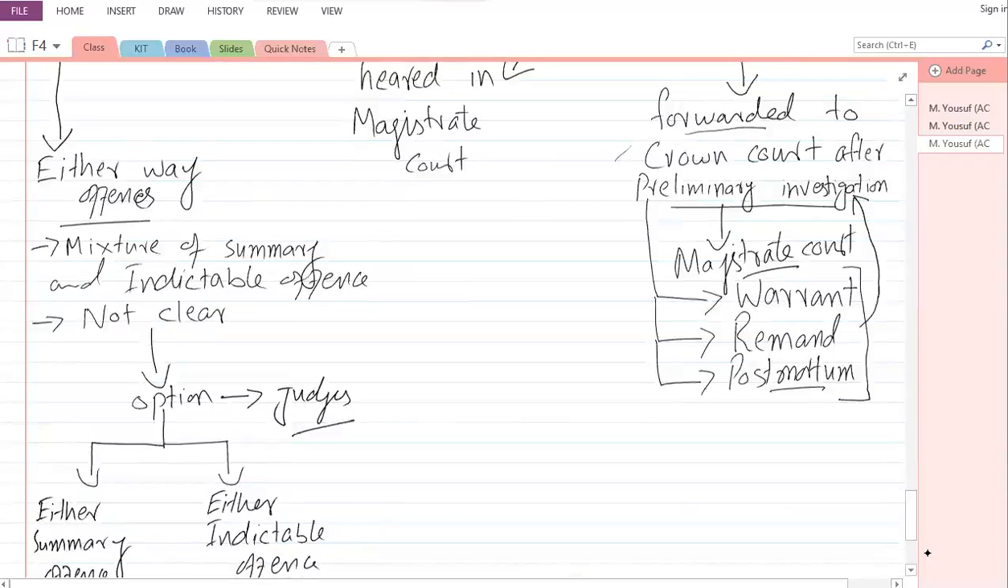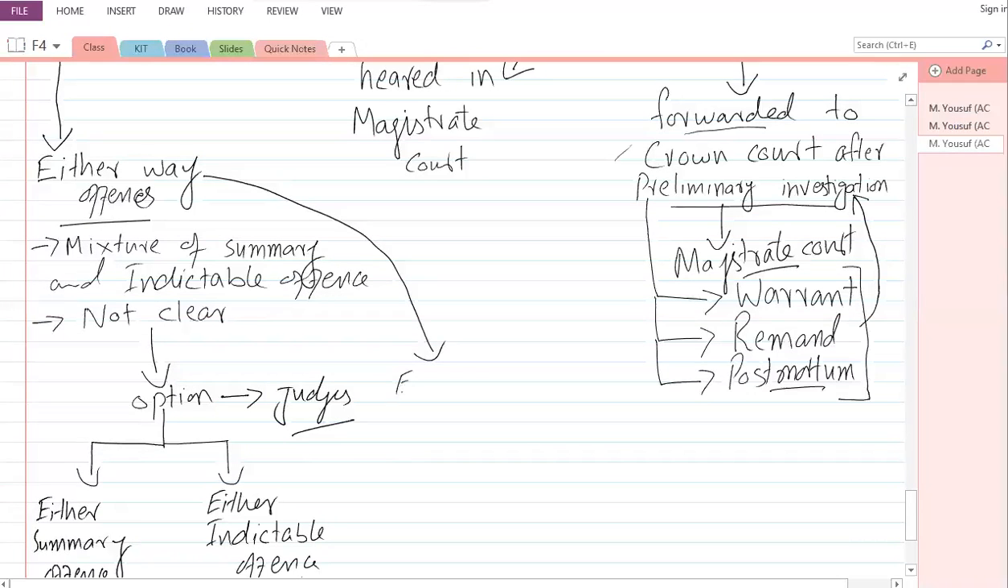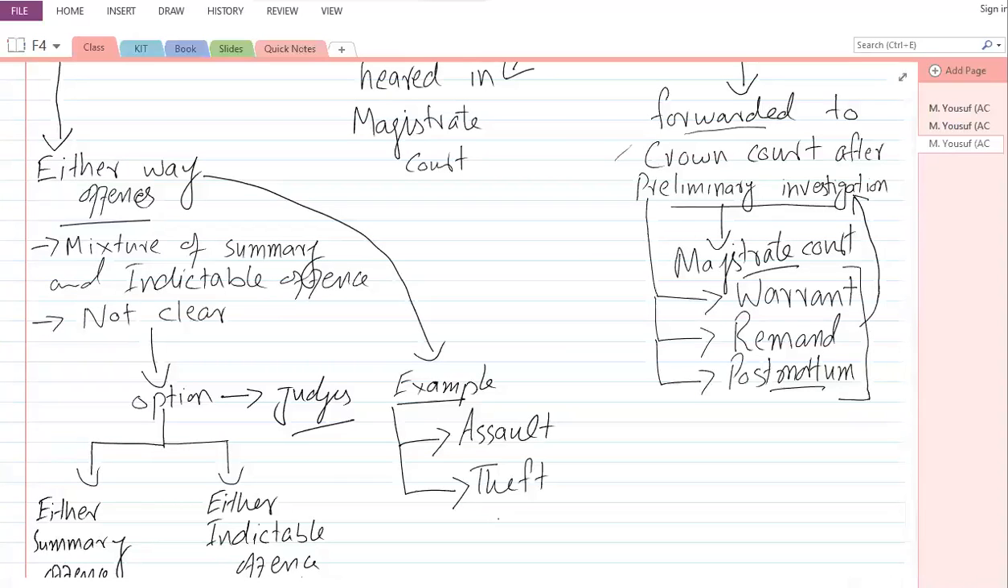Let's have an example of either way offences. So what is the example of either way offences? According to law, assault is an either way offense and theft is also considered an either way offense. So these are the two examples. Assault can be a sexual assault or a physical assault.